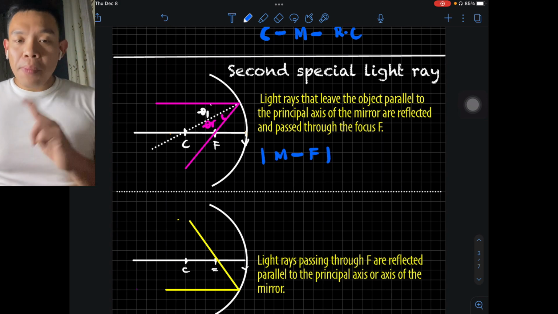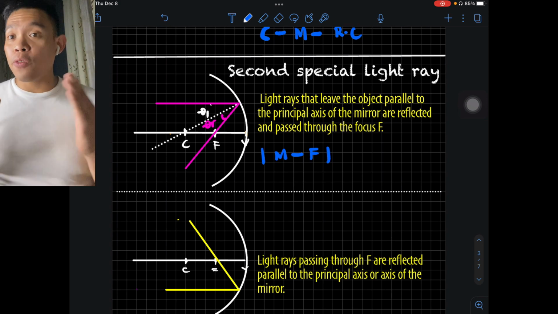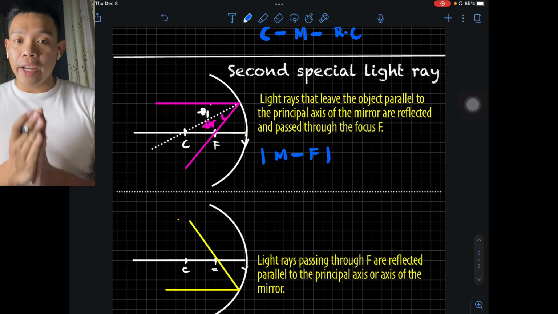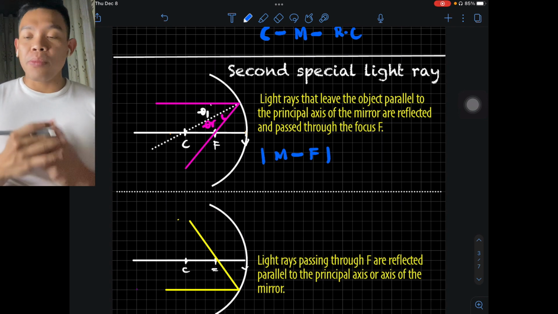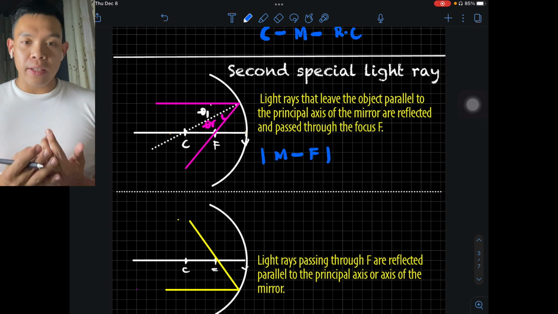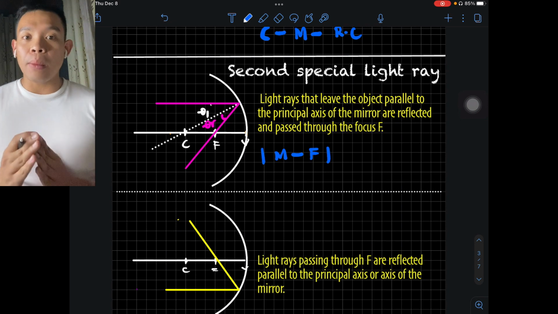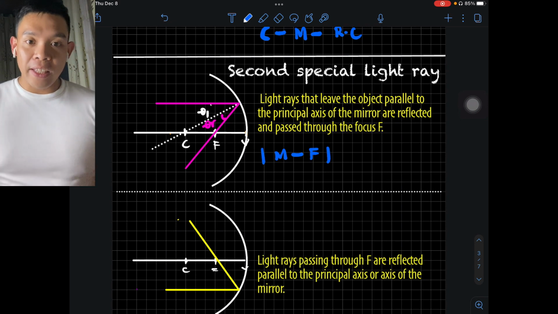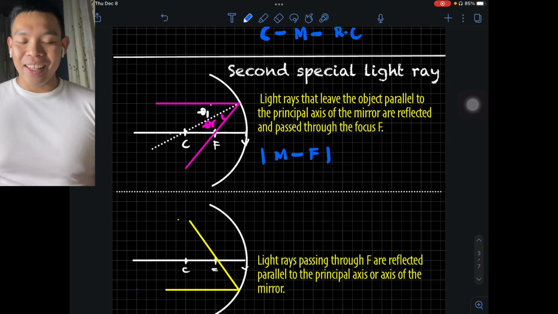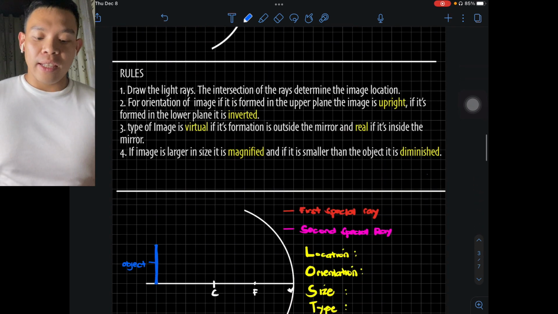And these two light rays are very important for us to understand and comprehend because we will apply them in ray diagrams. A ray diagram, or mirror ray diagram, is a process in which we use two light rays in order to identify the location and even the characteristics of the image. Are you excited about it? Let's work with two special light rays.